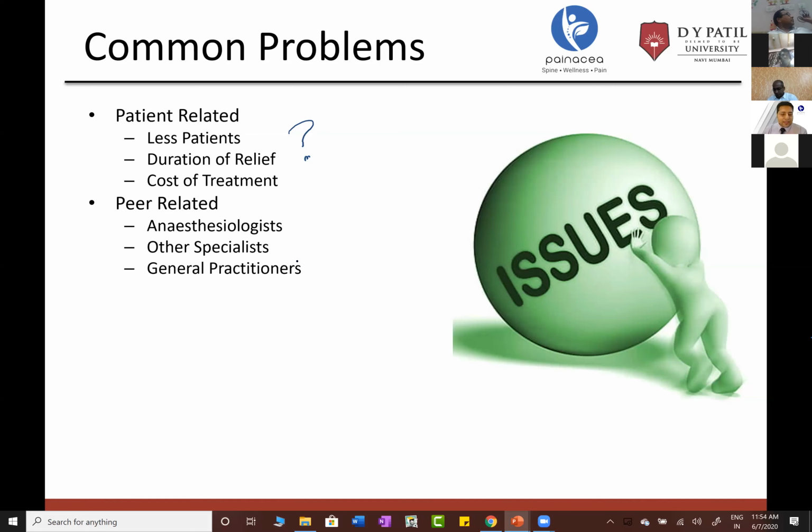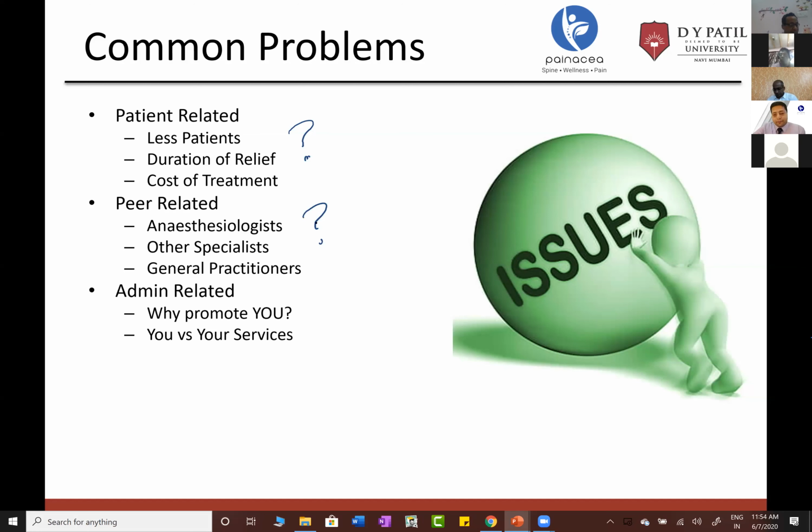So this RF is something which will make you a little different and will add something to your training, because you need to be trained in RF. You cannot just start using RF like that. Another point is admin related. Why should they promote the services of a pain physician when you cannot give definite results? So you have to be more definite, you have to be specific, and you have to demonstrate patient specific, patient benefiting outcomes to your admins.